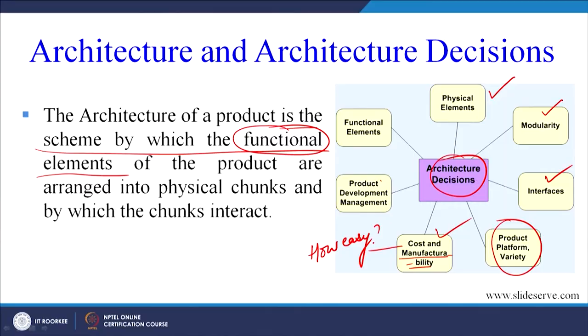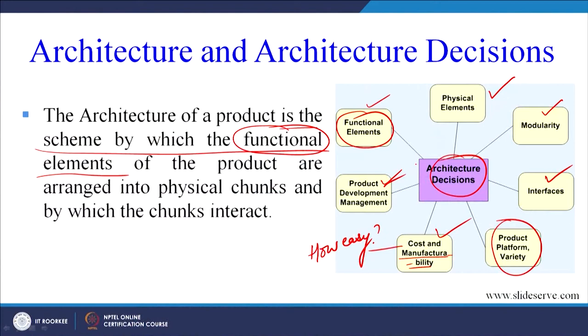Then product development management, functional elements. Already I have told, the functional elements are the most important chunks. So each of the chunks will be designated for the particular purpose for which the chunk has been listed. We will see with the help of an example how we can divide, explode, segregate, and classify the various chunks and the modules for the product. So that is basically the decisions that have to be taken when we are finalizing the product architecture: modularity, interfaces, functional classification of the modules, cost, manufacturability.